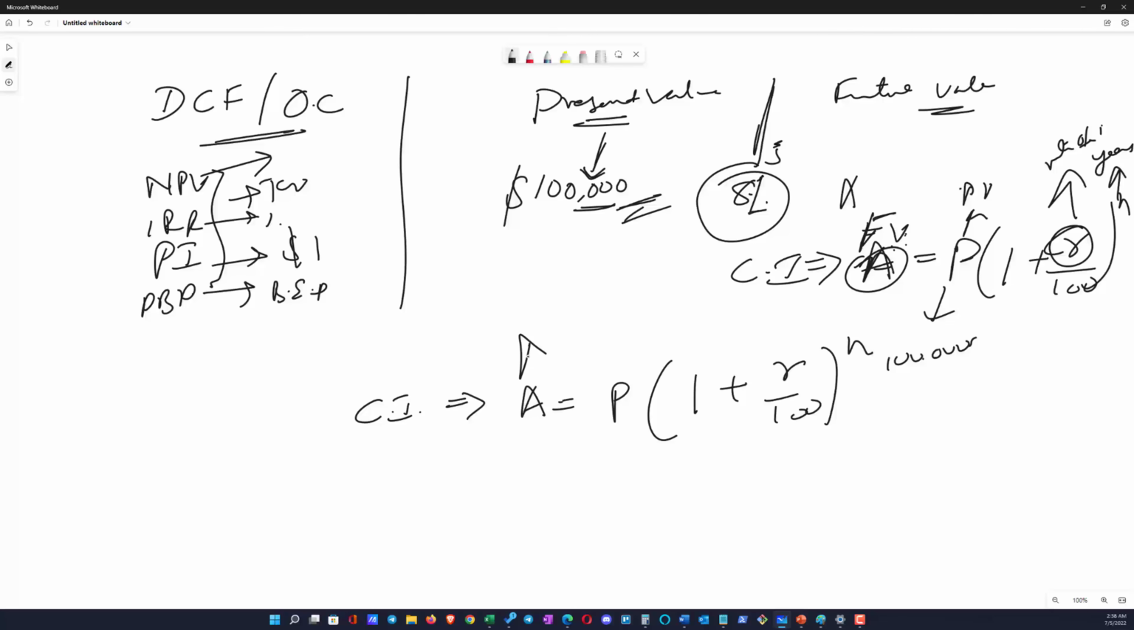A here is the final amount that we're going to get after 5 years. I just said 5 years, so this n is going to be 5. R is going to be 8%, 8 divided by 100. P is going to be the present value. Now, using this compound interest technique, you can compute what your future value is going to be.